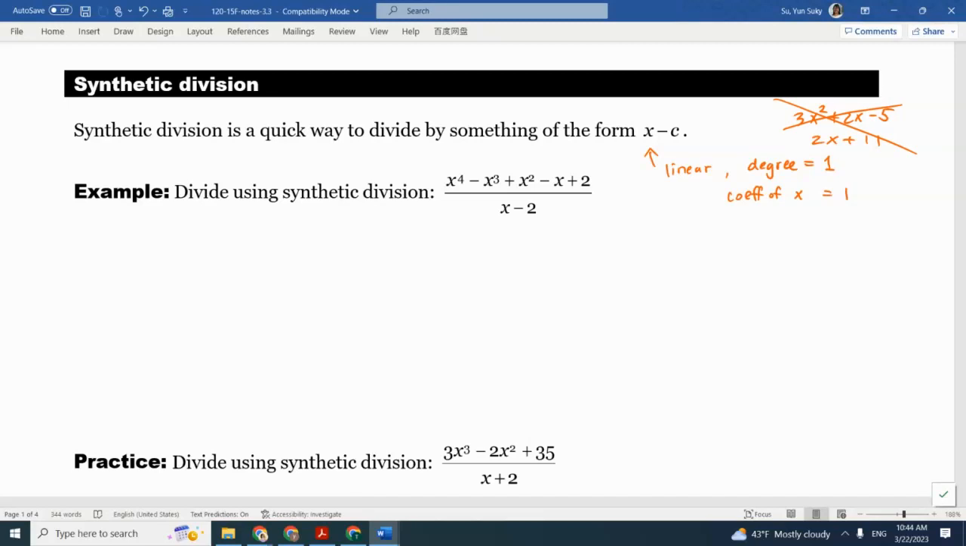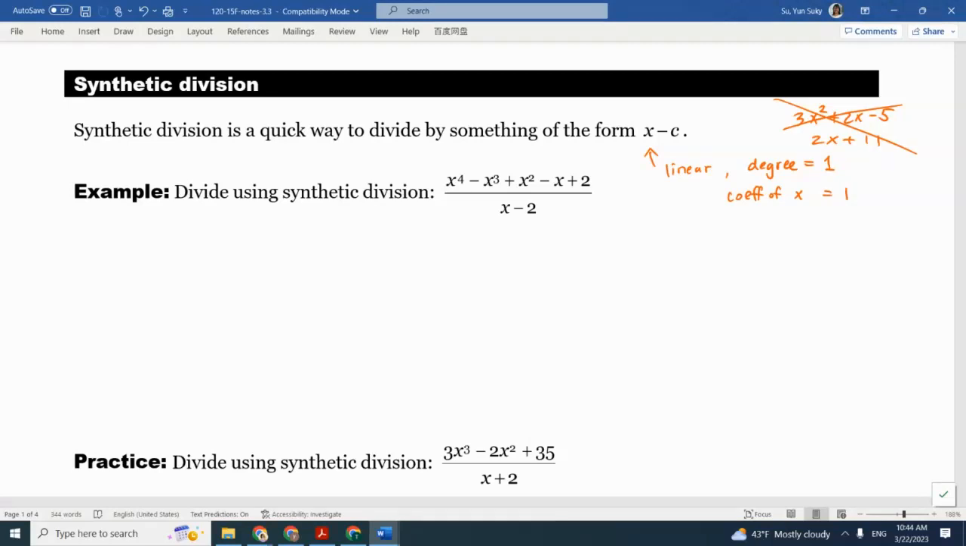So synthetic division is so restricted. It only works for the form x minus c. Okay, your c could be positive, c could be negative. Okay, everybody? So if you have x plus 5, that's okay. The c is negative 5.